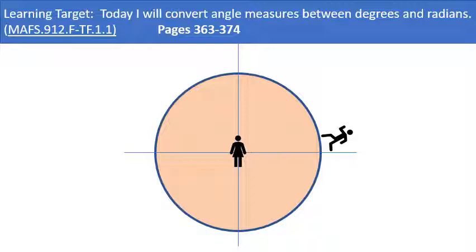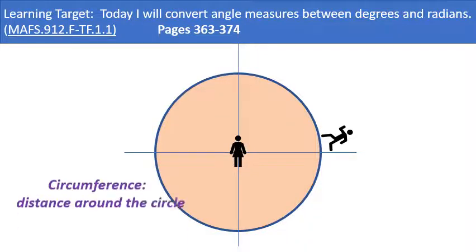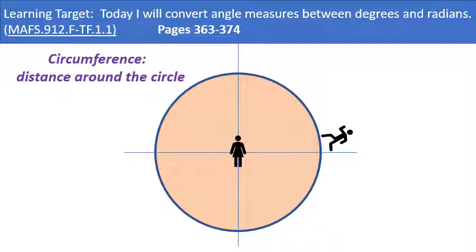So Ben's running around in circles. How far is Ben going to run? Well, let's think about it. How do we measure the outside of a circle? What's that called? It's the circumference. Circumference is the distance around the outside of the circle.